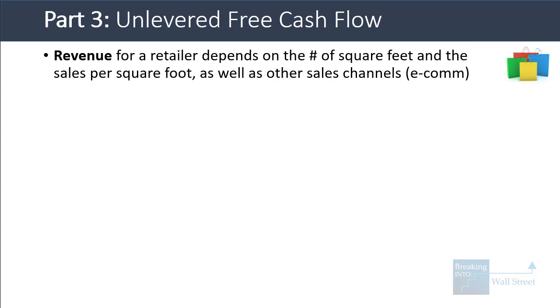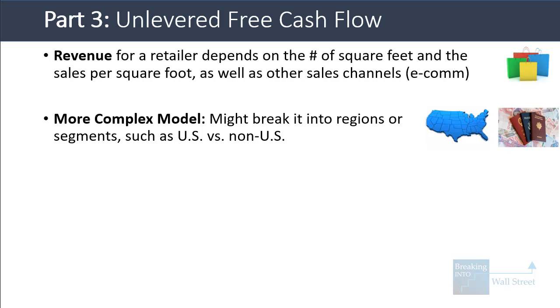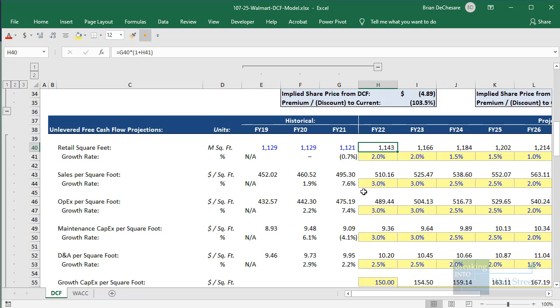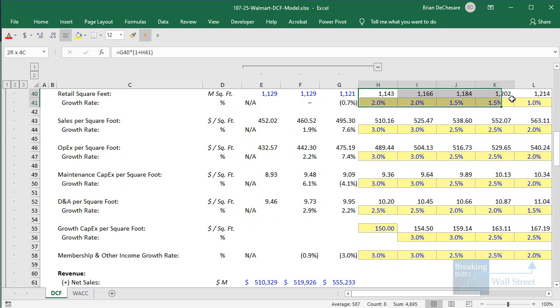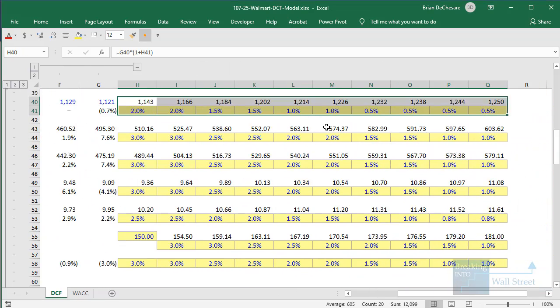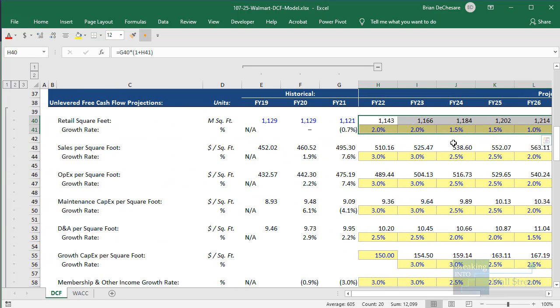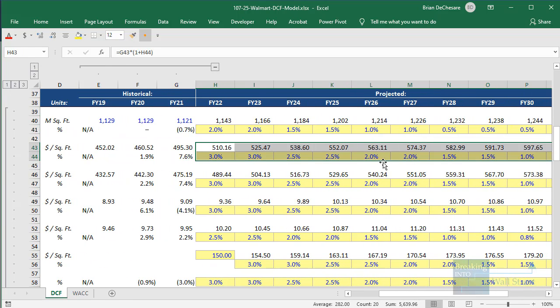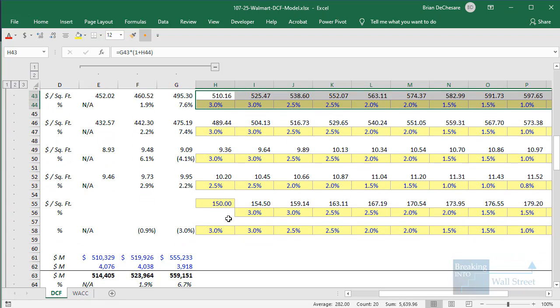Now, revenue for a retailer depends on the number of square feet and the sales per square foot. Those are going to be the key drivers. And then there could be other channels as well, like e-commerce or memberships, for example. Now, in a more complex model, you might break it into regions or segments, such as US stores versus non-US stores. But here, we're going to keep things very simple. So you can see I've already projected the company's retail square feet growing at around 0.5% to 2%. We've also projected their sales per square foot, which is also at a low single-digit percentage growth rate.